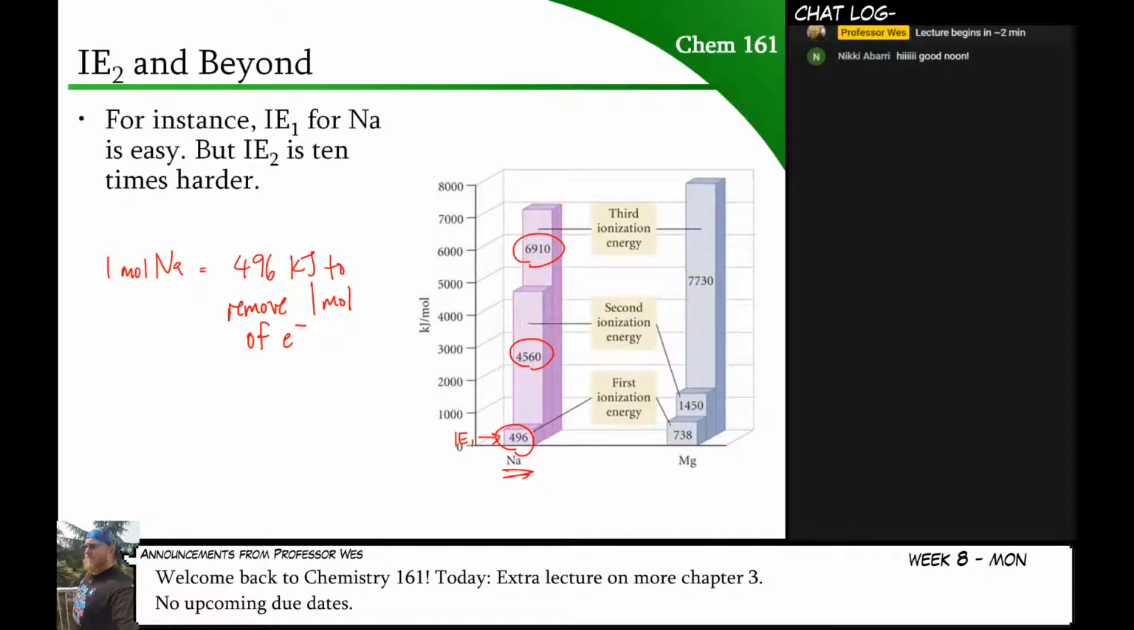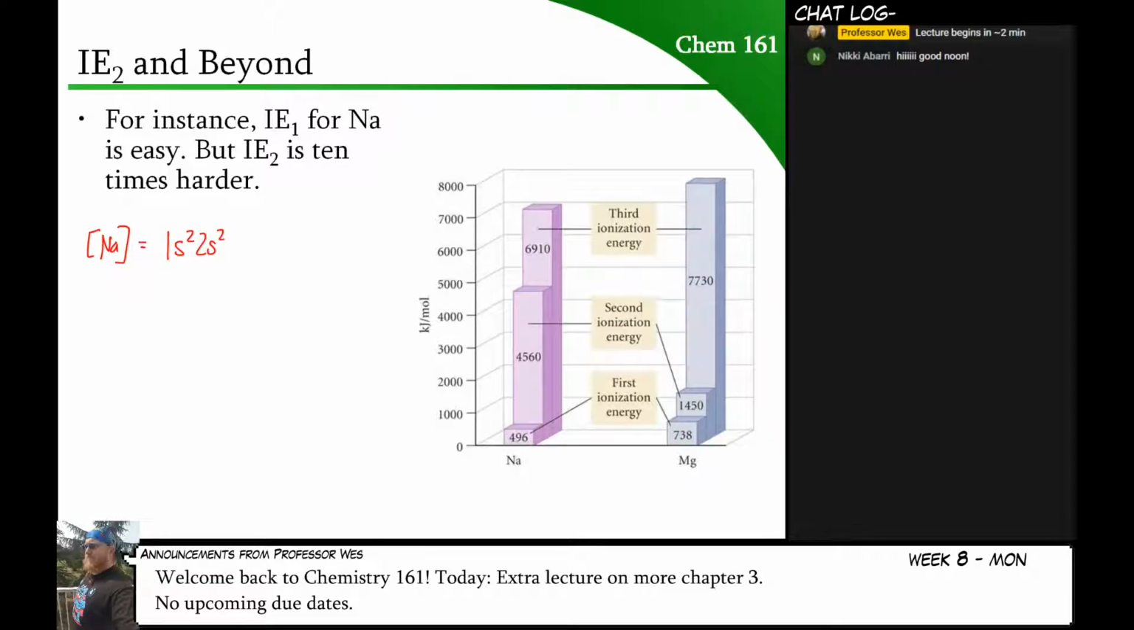Now you'll notice that to go from IE1 to IE2, we went up by a huge jump. It was almost a factor of 10. And so what happened here was... So I have to hit clear, unfortunately. If I write out the entire electron configuration here, here's my IE1.